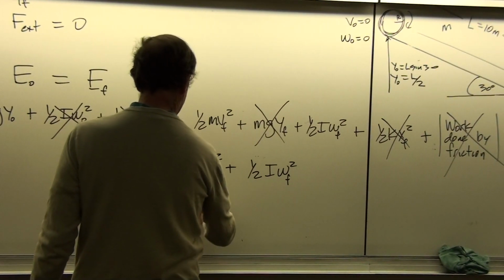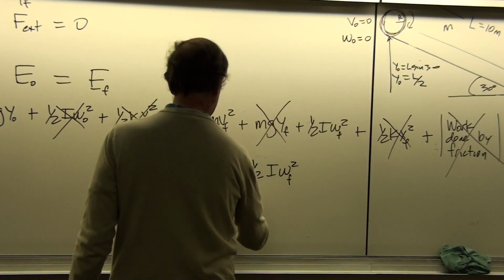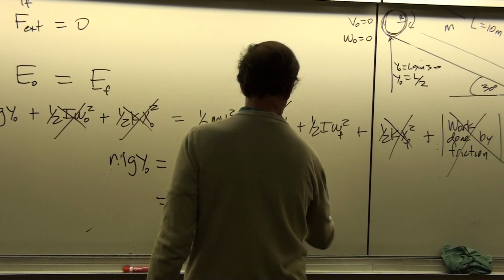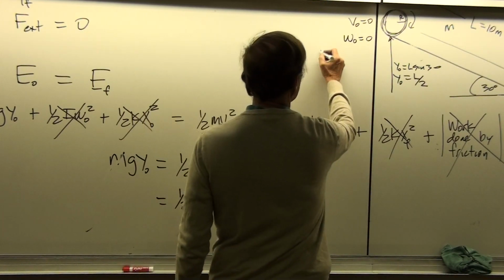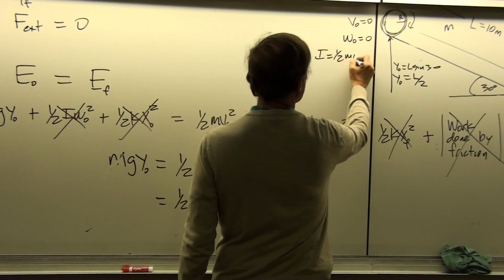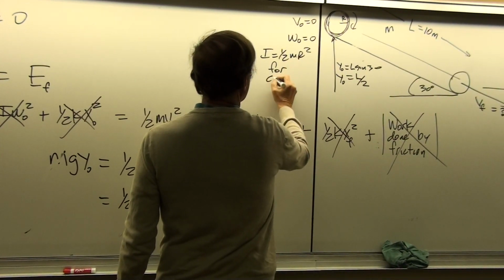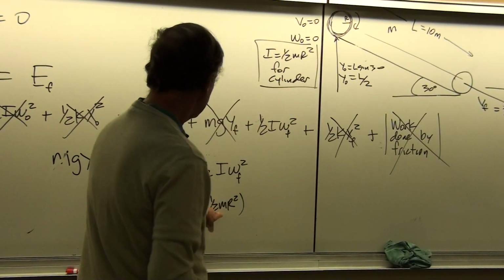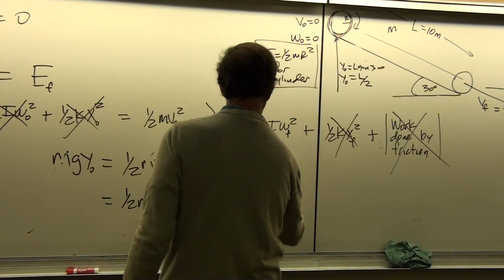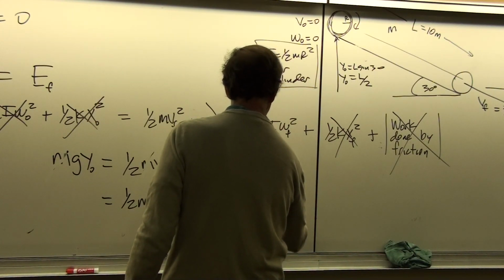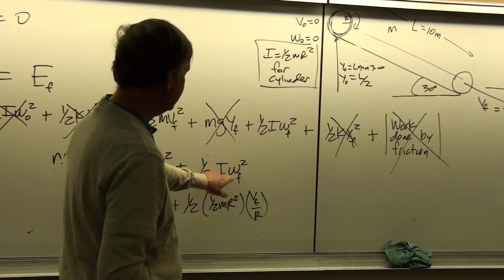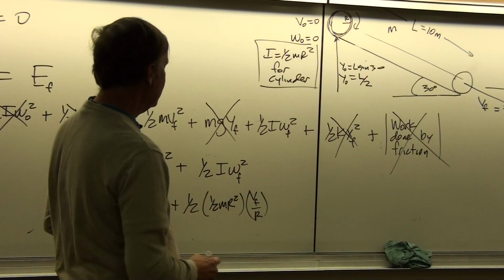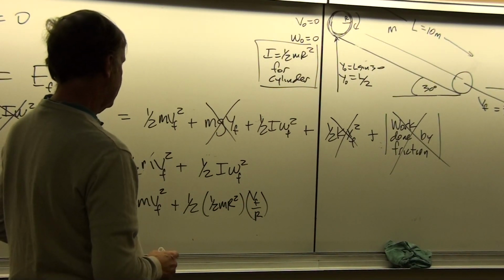So this will be 1/2 mv final squared plus 1/2 I. I is 1/2 mr squared, if we again are using a cylinder here, so that goes in here for I. And then omega final is equal to v final over r, just the same way as with acceleration, a tangential is a center of mass over r. That's the same thing with the final velocity.